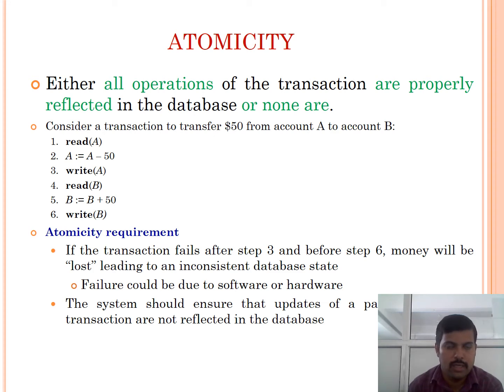Which means that either both the debit from A and the credit to B should happen, or neither should happen. So this is what atomicity states. Either all the operations should happen or none of the operations should happen. That is the requirement of atomicity.